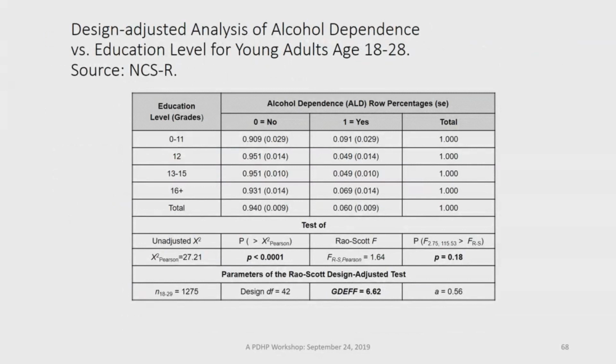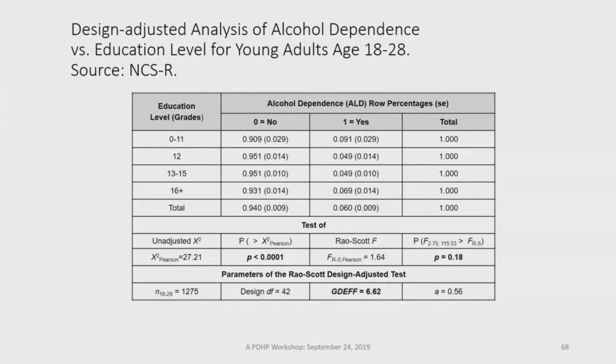Now you might ask, why is there such a difference? That command will also give you some of these parameters that go into the design adjustment. The sample size here was about 1,275. There were 42 degrees of freedom, but here's the kicker. The average design effect, this generalized design effect, or GDEF, was 6.6.